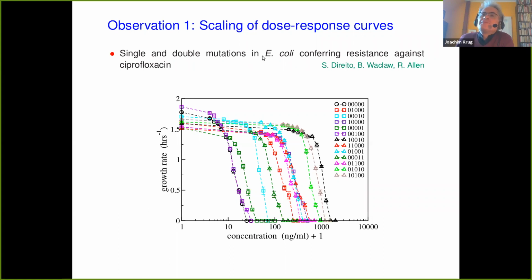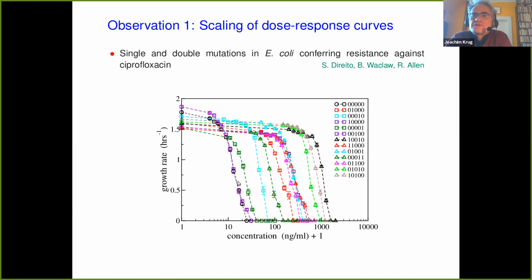So it turns out that they measured a bunch of single and double mutants in E. coli conferring resistance against ciprofloxacin. So this is now a different antibiotic. And so here you see in a kind of binary notation these single and double mutants, and you see these various dose response curves, and you see that in most cases there is this kind of trade-off that I discussed, that is, the resistant mutants have lower growth rate and higher resistance, okay?